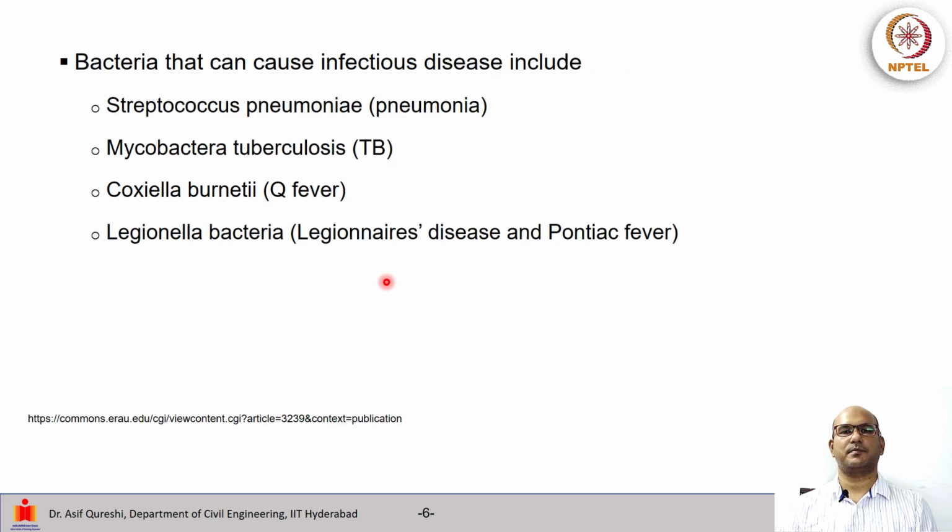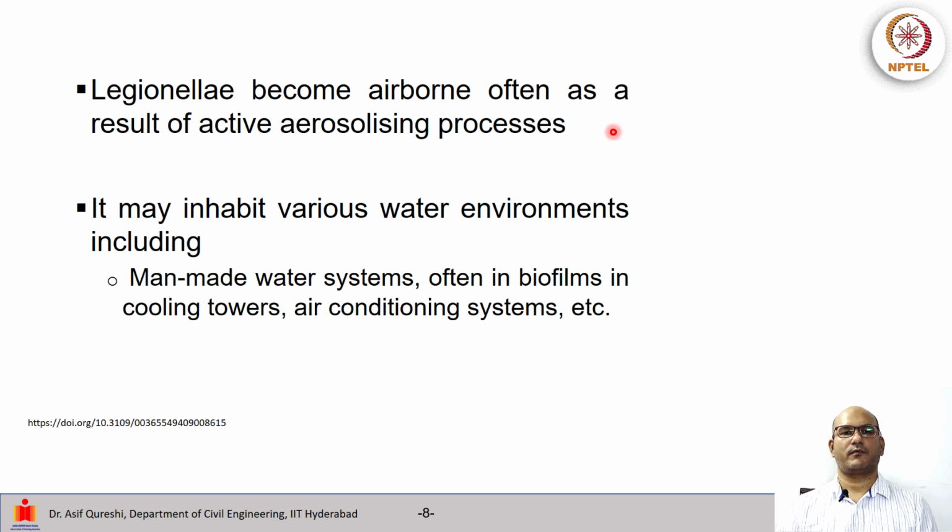So, inhalation becomes a pathway. Legionella often becomes airborne as a result of active aerosolizing. It may inhabit various water environments that may include man-made water systems. It may also occur often in biofilms, in cooling towers and in air conditioning systems. So it is associated with water. And whenever this water somehow is aerosolized or is in the form of a spray, this becomes airborne. Legionella becomes airborne, and a person may be exposed to it and may become affected by it.